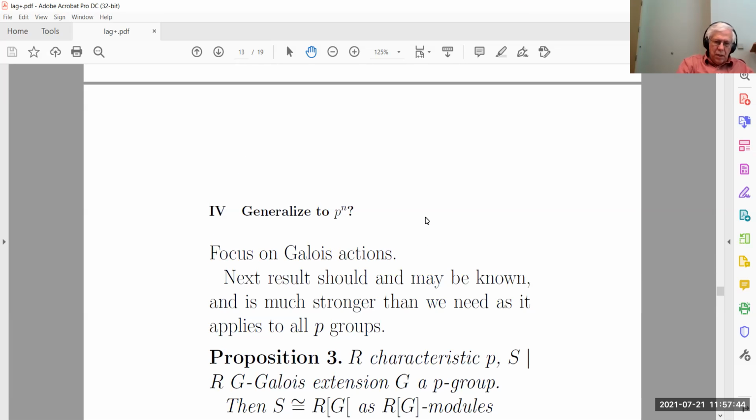Not, as I said, not surprisingly, I'm going to go a little too fast, but let me talk about some of the thoughts I have about generalizing to extension to P to the n. And while I'm at it, I'll suggest that one should go back and rethink what I've done already for just Galois extensions of degree P.